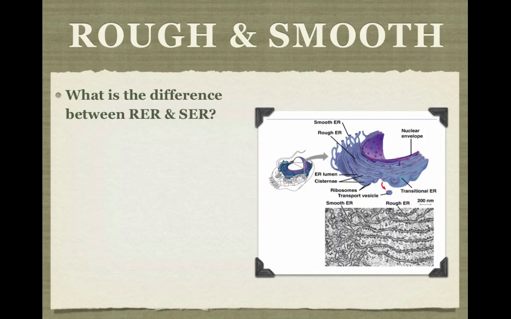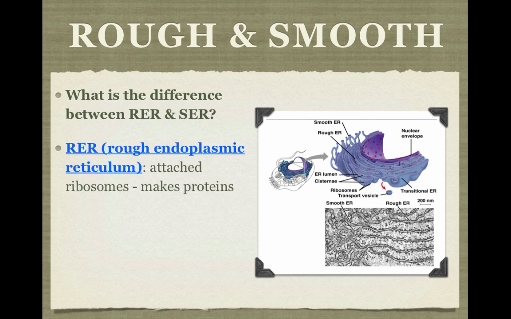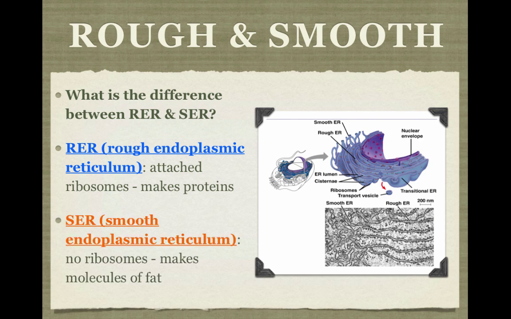So there is rough and smooth endoplasmic reticulum. If you're wondering what the difference between the two is, RER stands for rough endoplasmic reticulum, and that has attached ribosomes that make protein, whereas SER stands for smooth endoplasmic reticulum, and that has no ribosomes, so it's not studded with all the ribosomes, it's just smooth, and it makes molecules of fat.